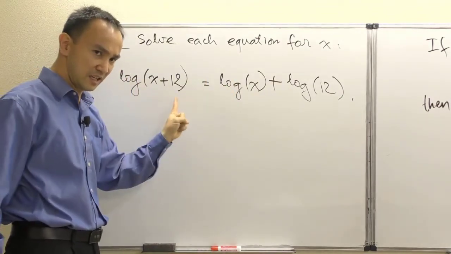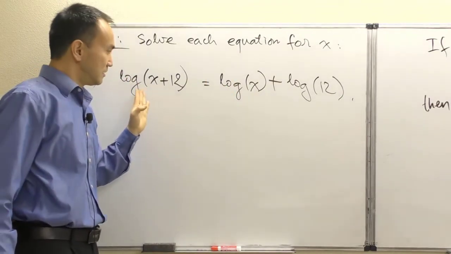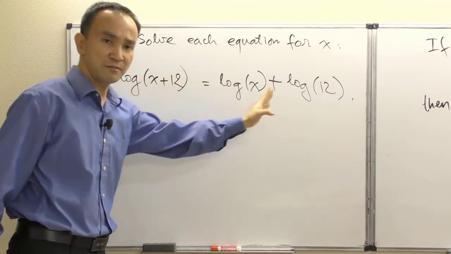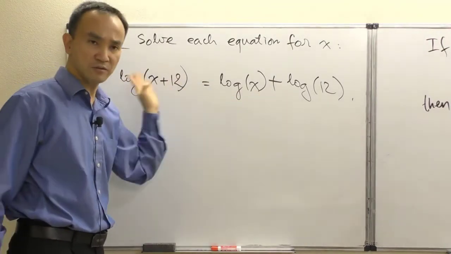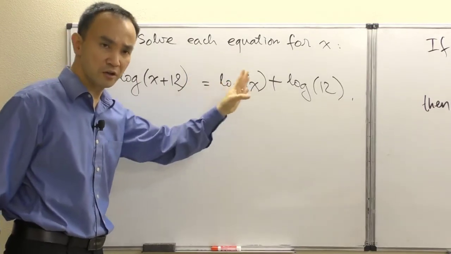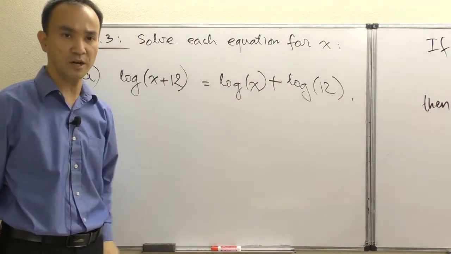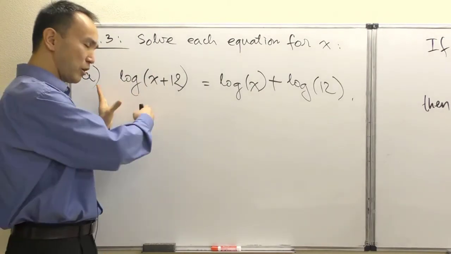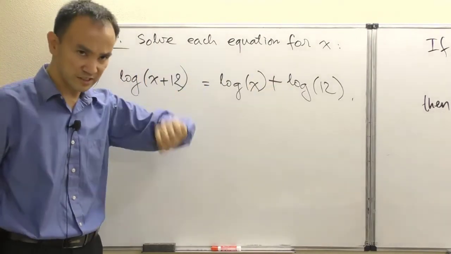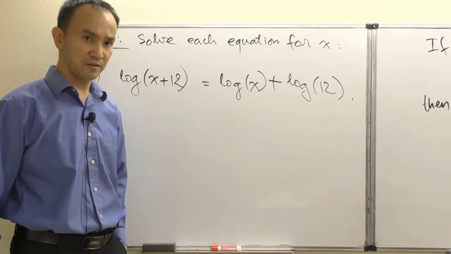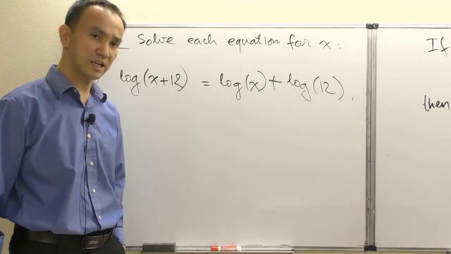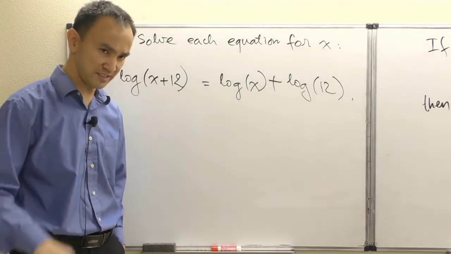One thing I see in this equation is that aside from these log terms, there are no other non-log terms. There's no constant term anywhere. Only log terms: a couple of log terms on one side, a couple of log terms on the other side. That's one thing I see.